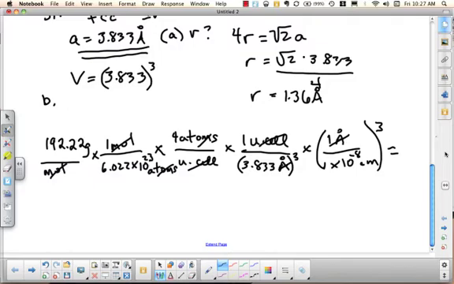Now I get 22.7 grams per centimeter cubed, and that is the correct answer. 22.7 grams per centimeter cubed. And that's the density for 31B. Okay, I'm going to go back up.